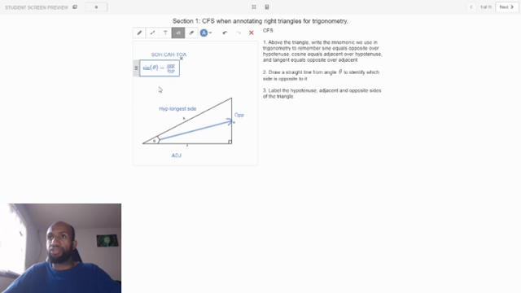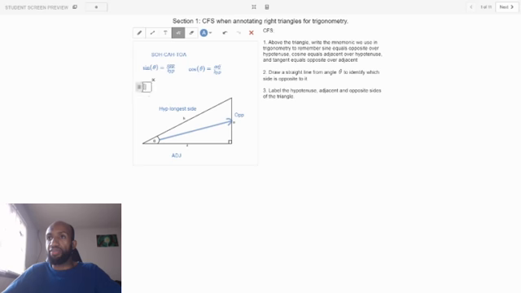What if I wanted to do the cosine of theta? Cosine of theta would be equal to, as SOHCAHTOA tells us, adjacent over hypotenuse. So the adjacent side over the hypotenuse.